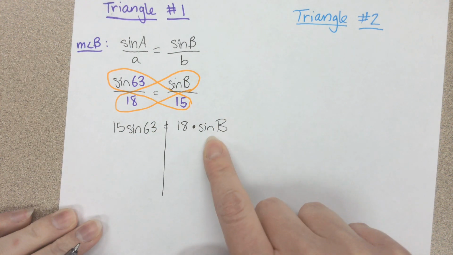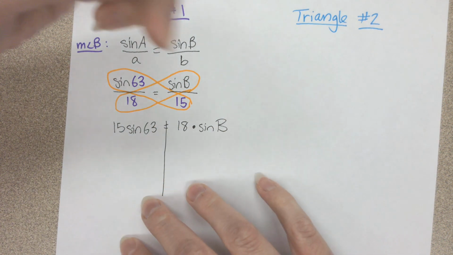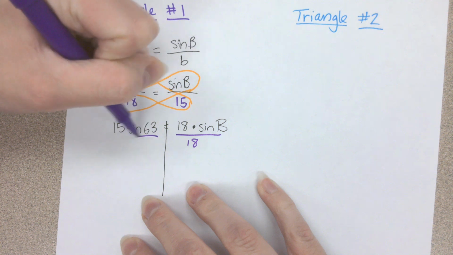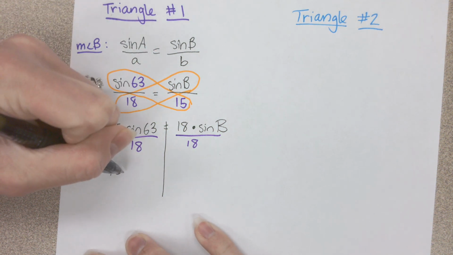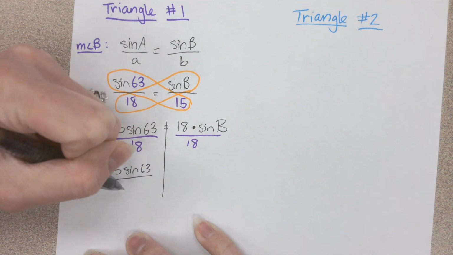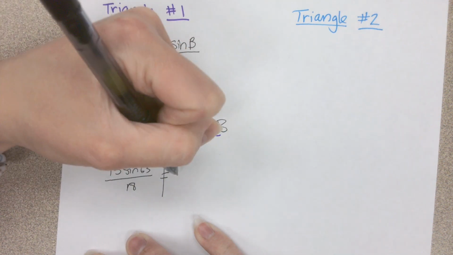First thing I need to do is get sine of B by itself, so I'll divide off that 18 on both sides. Don't put anything in the calculator yet. 15 sine of 63 over 18 equals sine of B.